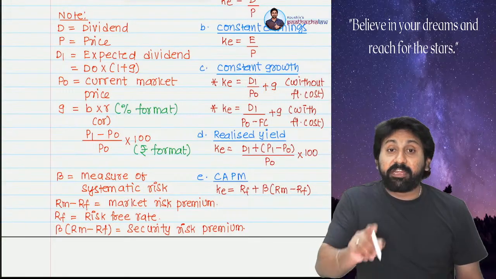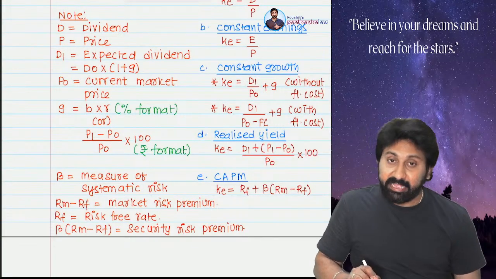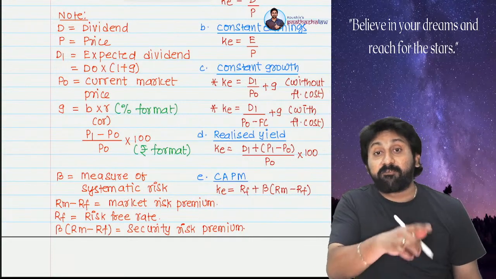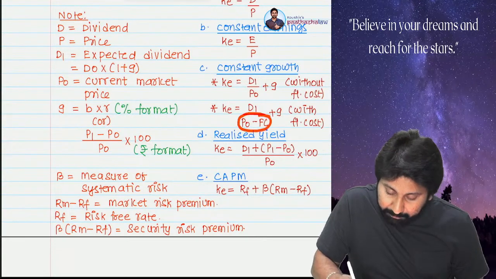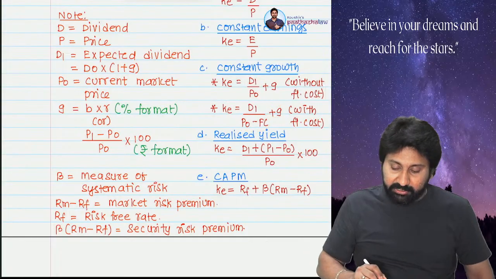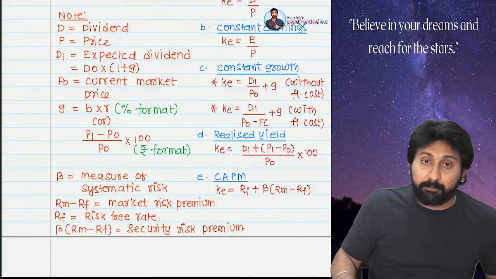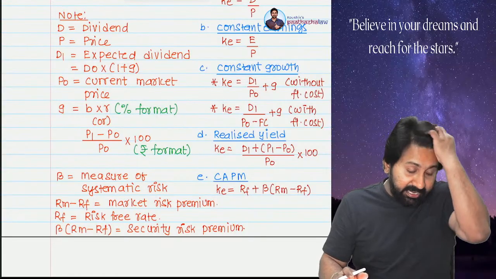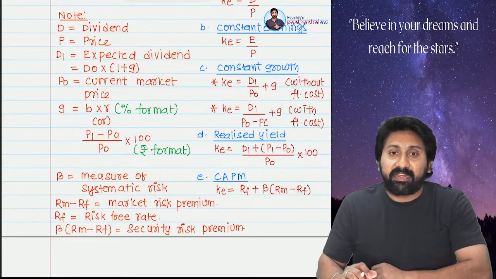Okay, if it is a new issue of equity shares, then K equals D1 by P naught minus flotation cost, plus G, if it is with the flotation cost. Okay, next one, very important one: the realized yield model. What model? Realized yield model. Sir, what do you mean by realized yield?